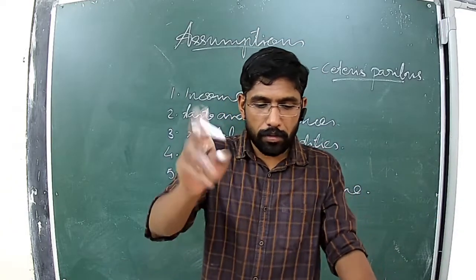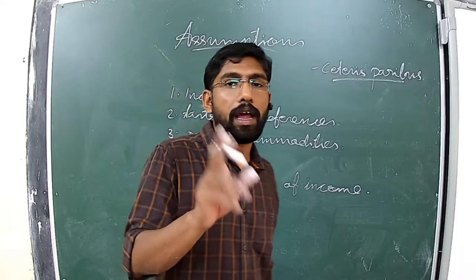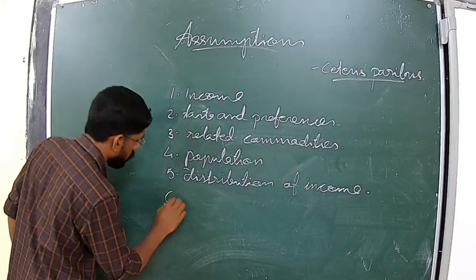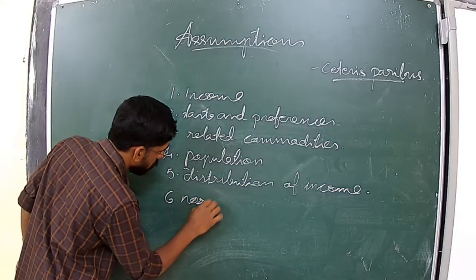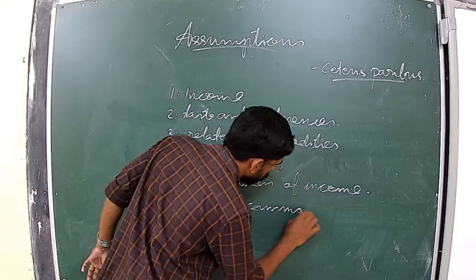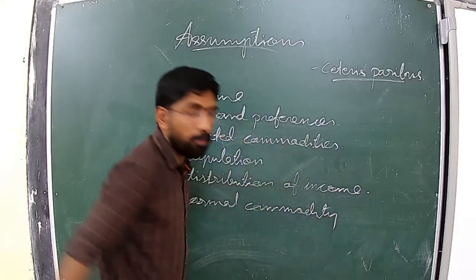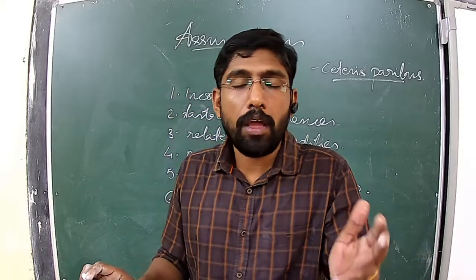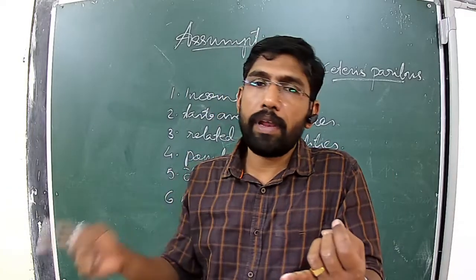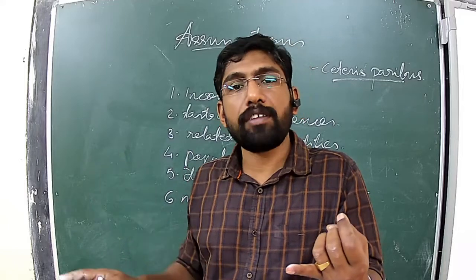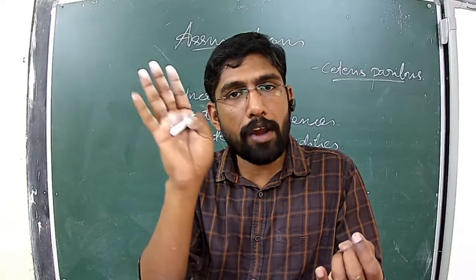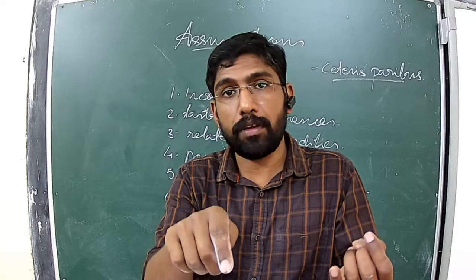Sixth one is the commodity. Sixth one is another important thing. The commodity should be a normal commodity. Why the commodity should be normal? Suppose it is an inferior good, then when the income increases or when the price of the commodity decreases, then also the demand of the commodity will decrease.